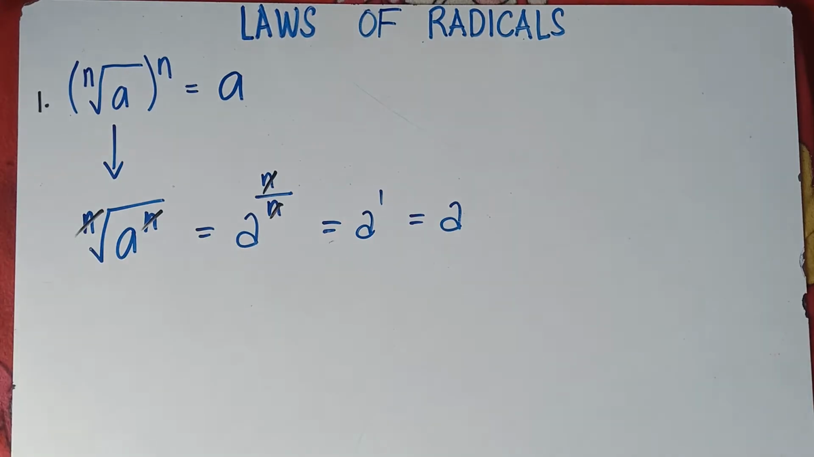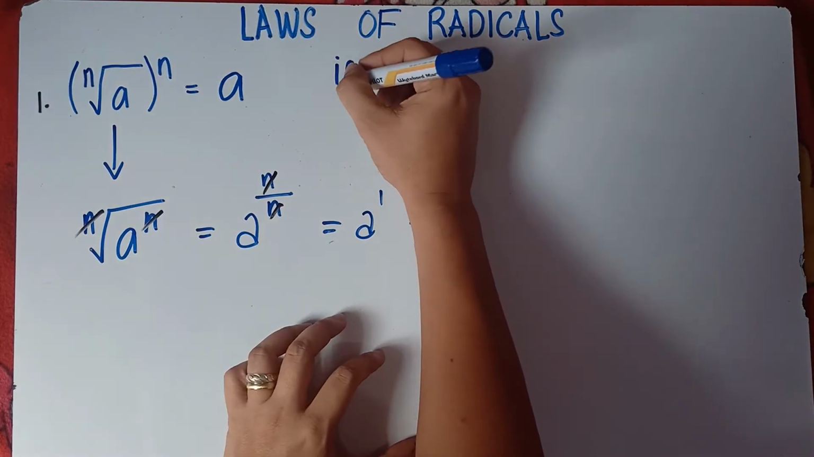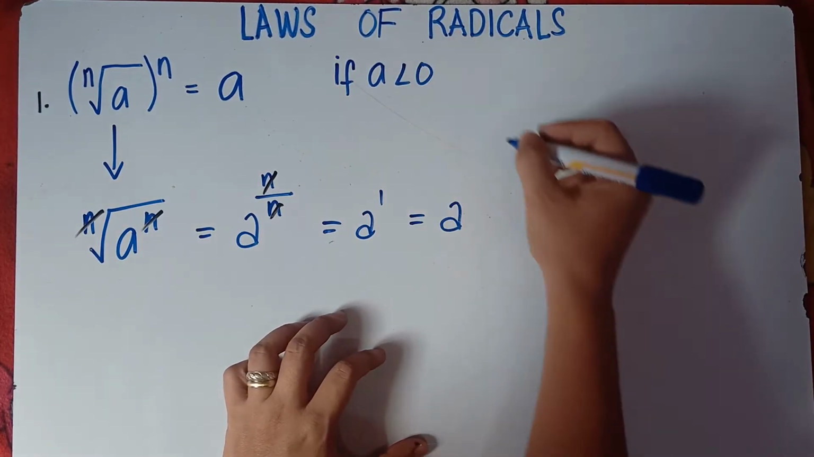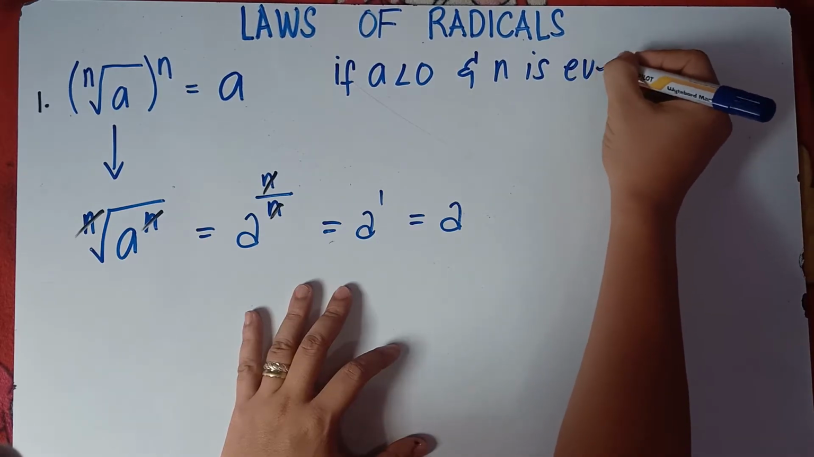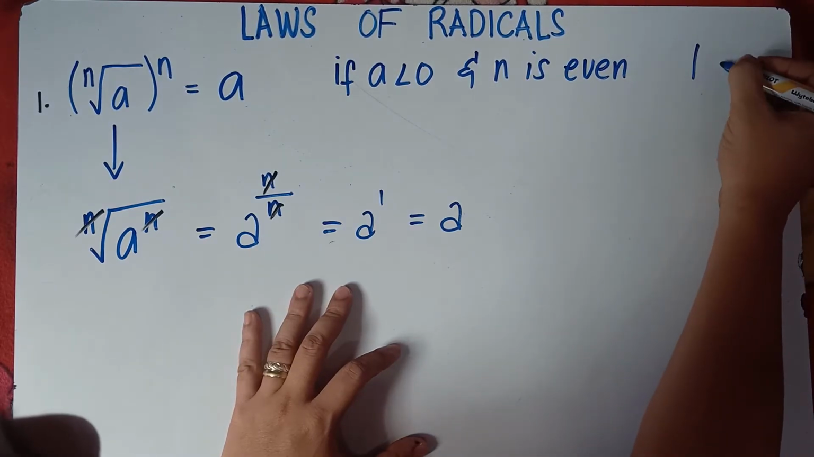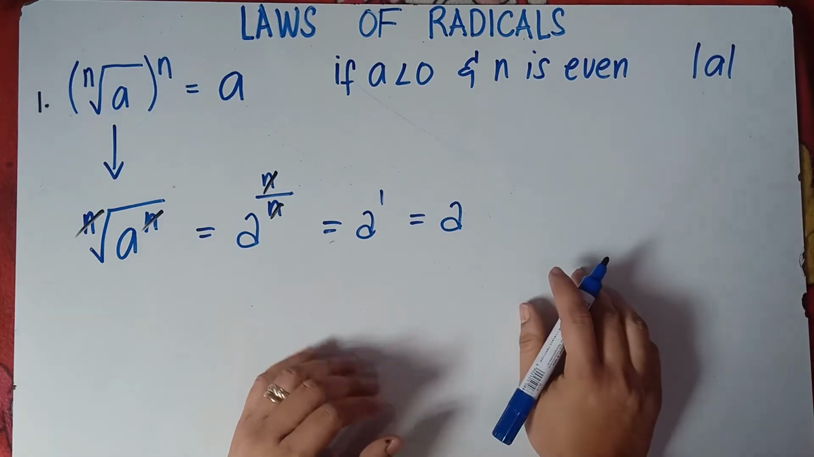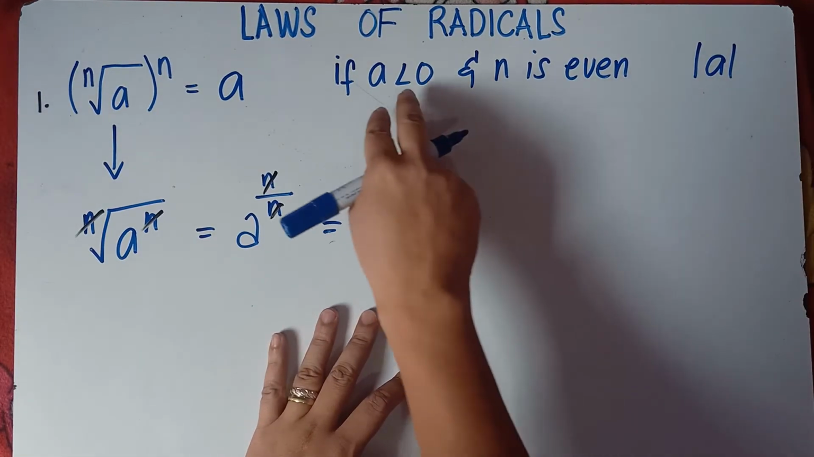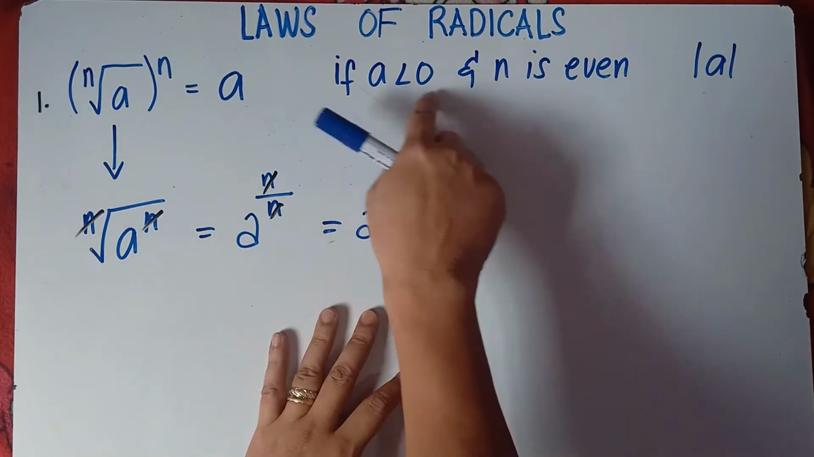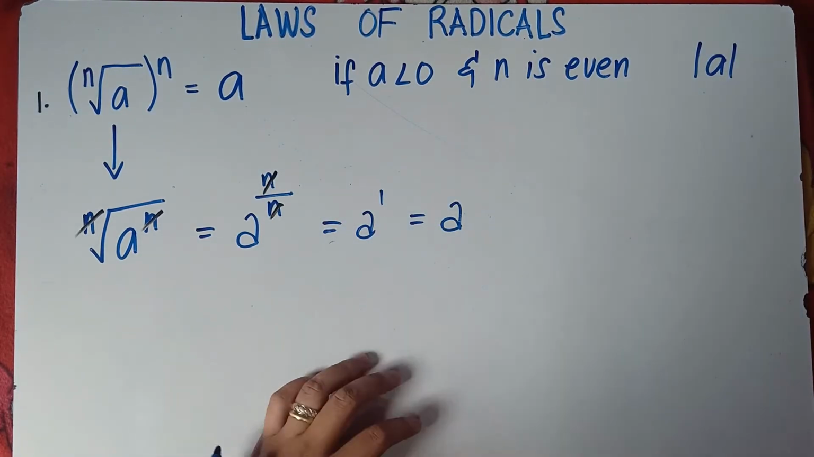Now, there is an exception for this one class. You need to remember this one. If A is less than 0, and your n is even, your answer class will be the absolute value of A. Remember this one. Your answer will be the absolute value of A. Once again, A is less than 0. What do you mean by less than 0, class? A is less than 0.